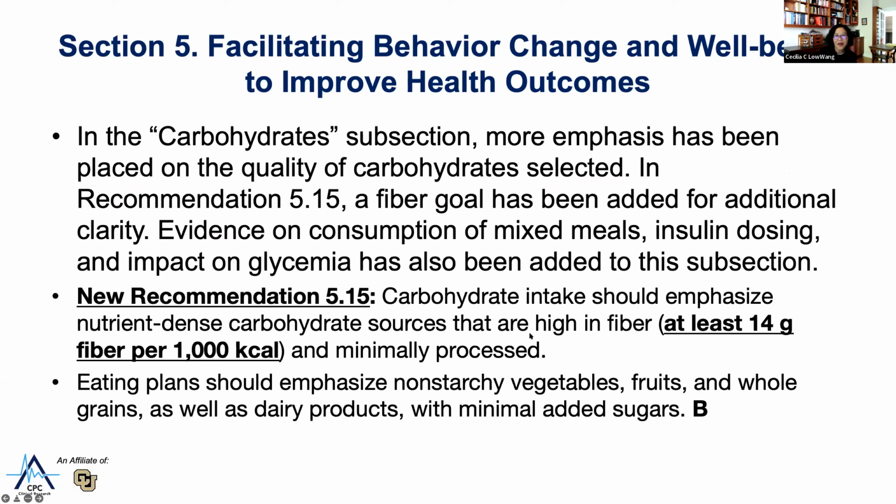So moving to section 5, which includes diet, behavior change, and what they're calling facilitating behavior change and well-being to improve health outcomes. Just thinking about what's different about this year, in the carbohydrates subsection, there's been more emphasis placed on the quality of carbohydrates. So there's a fiber goal now. The new recommendation is nutrient dense carbohydrate sources high in fiber, at least 14 grams per 1,000 calories, and minimally processed. I think we're really moving towards trying to recommend complex carbohydrates.